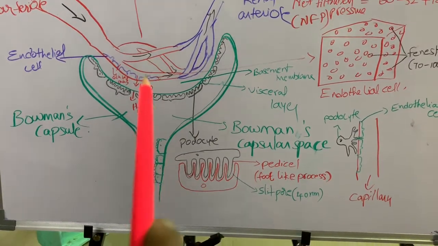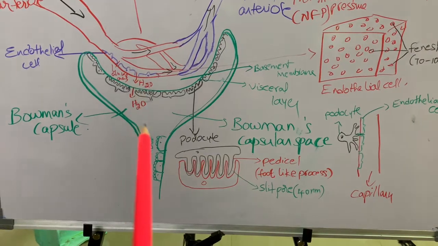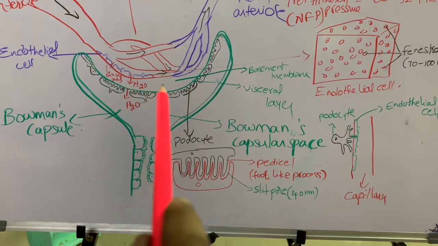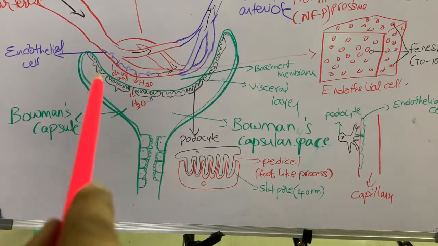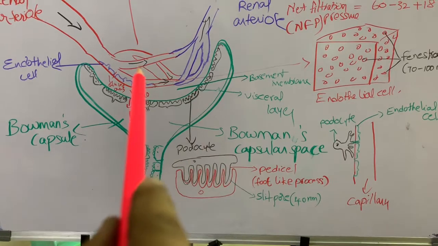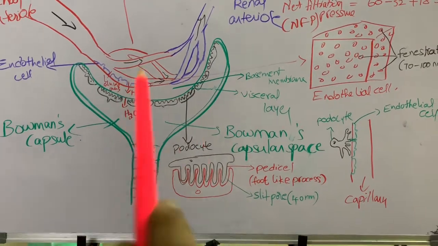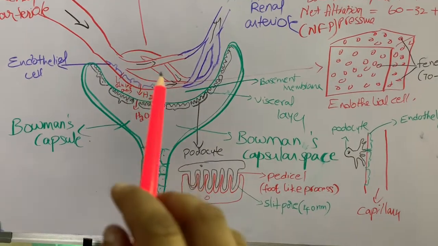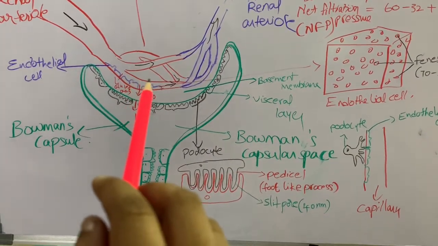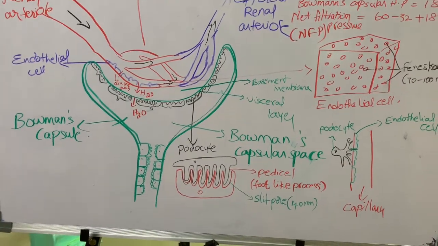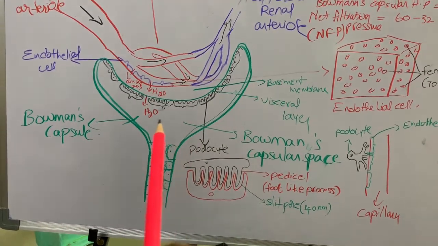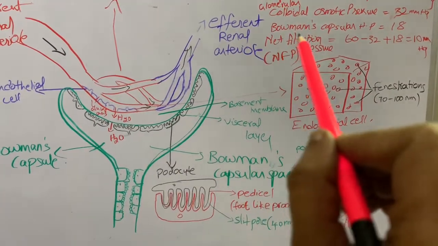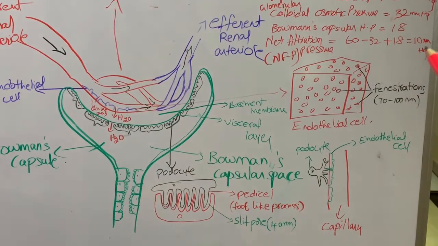Filtration occurs through a 3-layered membrane: the endothelial membrane of the glomerular capillaries, the basement membrane, and the podocyte cells, through which the water enters from the blood in the capillaries into the Bowman's capsular space. In the Bowman's capsular space, water exerts hydrostatic pressure. The hydrostatic pressure of the Bowman's capsule is 18 mmHg.